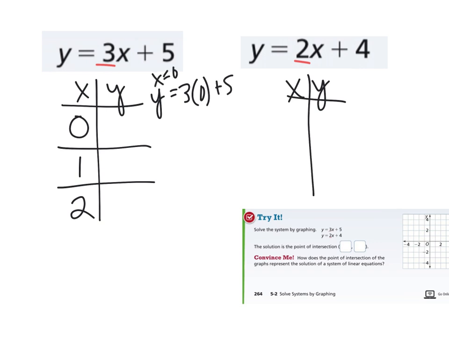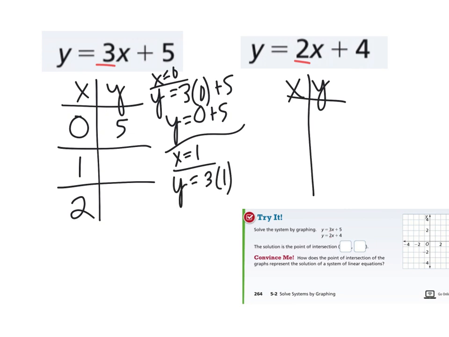So if we have x equals 0, we got 3 times 0 is 0, plus 5 is 5. You can have a middle column if you want to work this out, but I just like working it over to the side. I feel like I've got a little bit more space to work. If we put a 1 in for x, we got 3 times 1 is 3, plus 5 is 8.